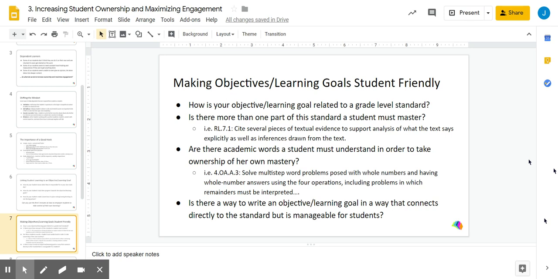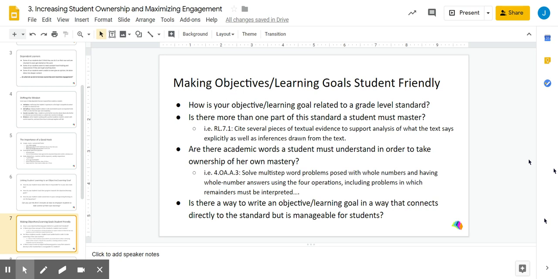So for example, this is a 4th grade math standard. It is not even the full standard, but if you just take a look at it, it starts out, solve multi-step word problems posed with whole numbers and having whole number answers using the 4 operations, including problems in which remainders must be interpreted. Now, there's a lot there for a 4th grader to grapple with.